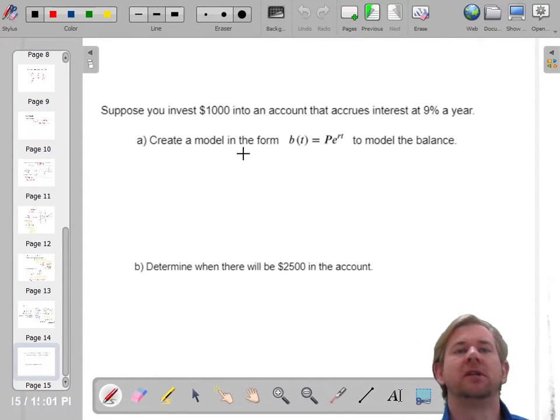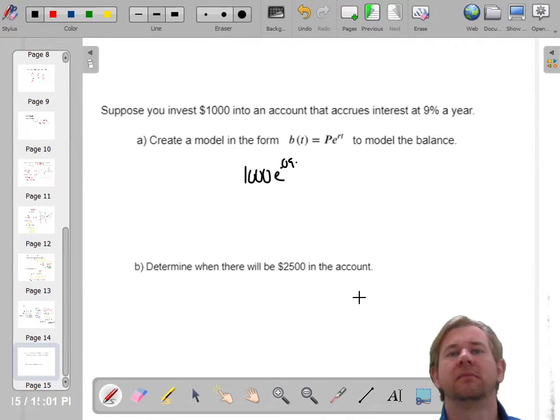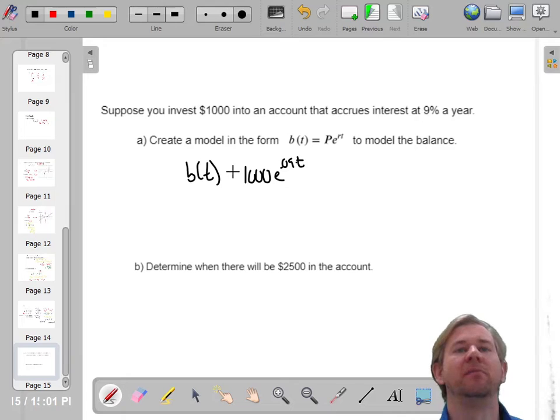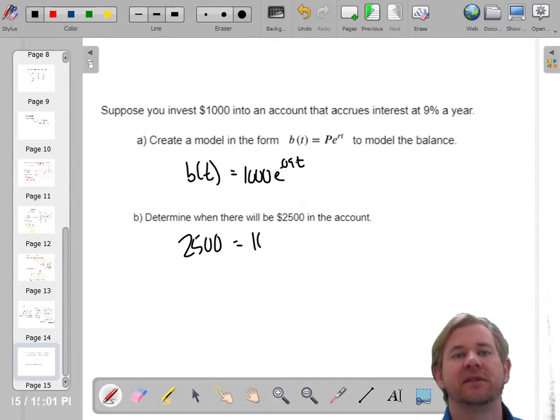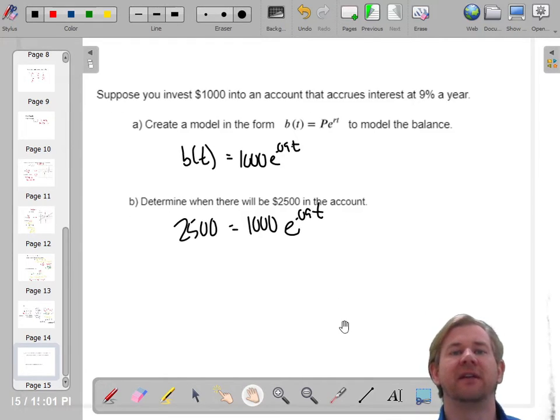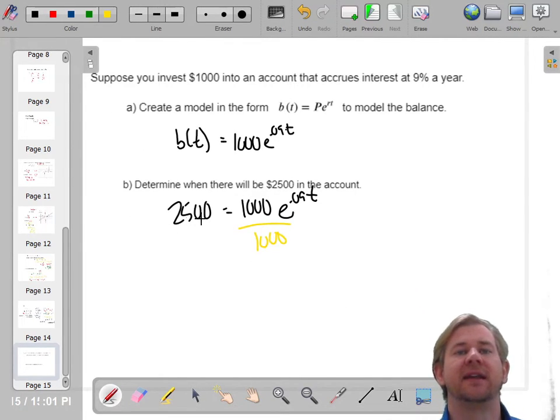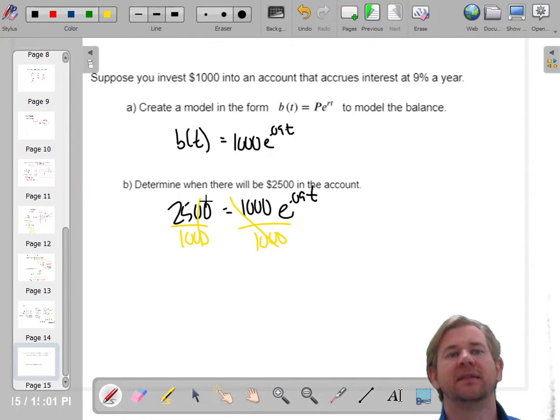Principal is 1,000. Interest rate, 0.09. Time, don't know, t. That's the thing I don't know, t. So if you want the balance over time, B of t, the balance over time is 1,000 e to the 0.09 times t. Now if you want to know when there's $2,500, well that's a balance. So let's set the left side equal to $2,500. I can't rewrite it as a log until I first get everything on one side except for the exponent. So that's 25 divided by 10, 2.5 equals e to the 0.09t.